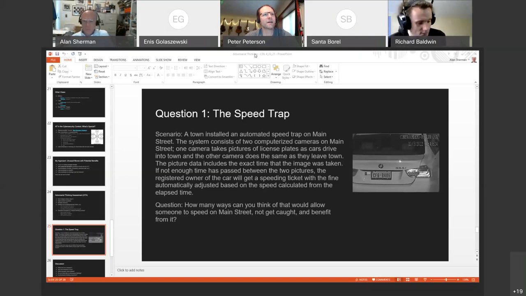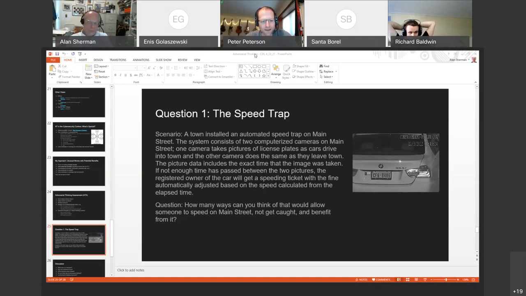If your buddy had the fake e-paper license plate, they could enter town right away, and then you could lazily drive out of town at the other end of town, and your elapsed time could be like 1 second. Interesting. Other ideas?